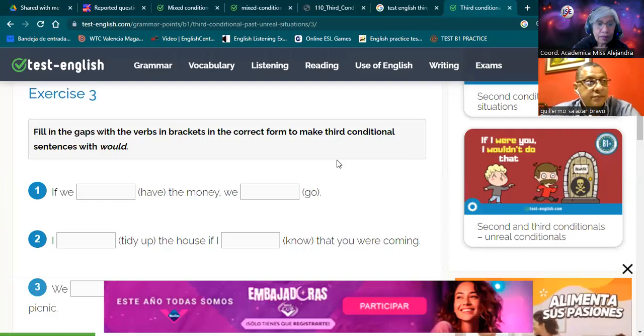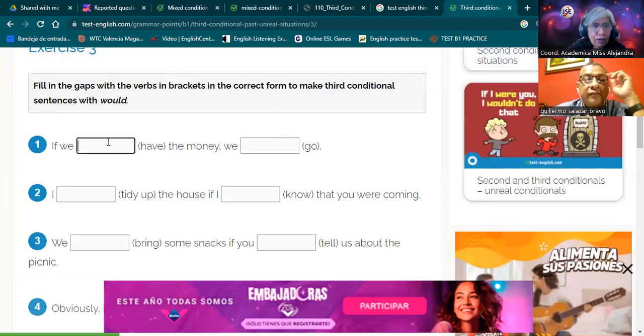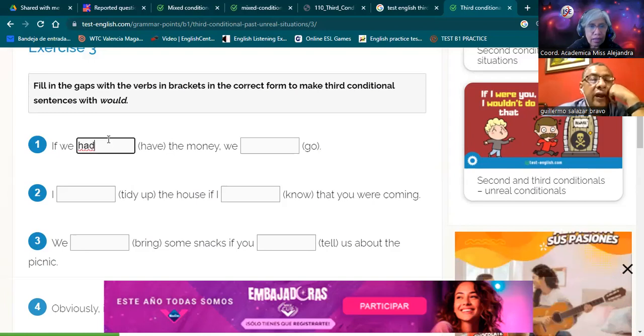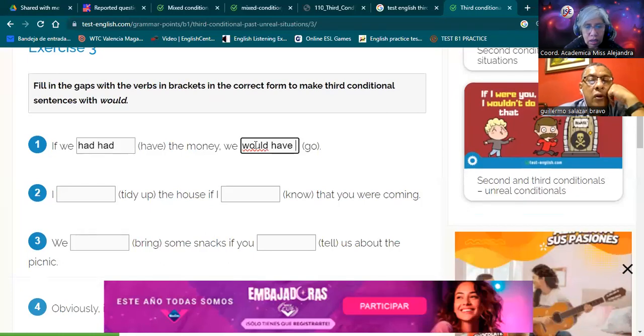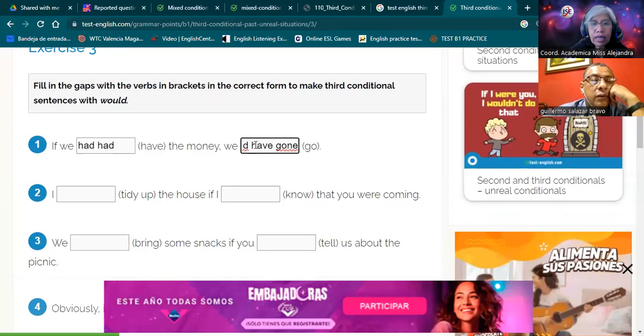So let's see. Fill the gaps. If we had the money, we would have gone. If we had had the money, we would have gone. Okay, because they say make the sentences with would.